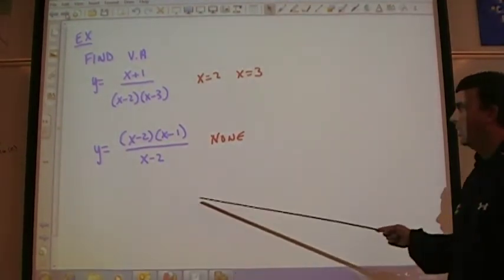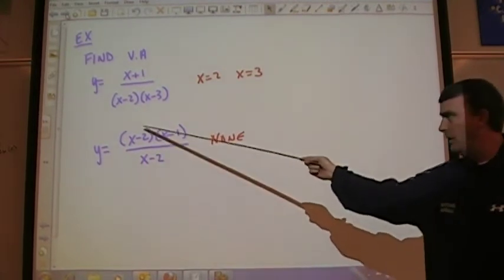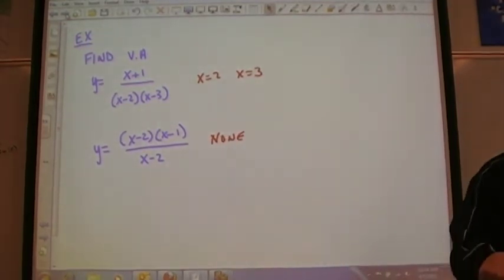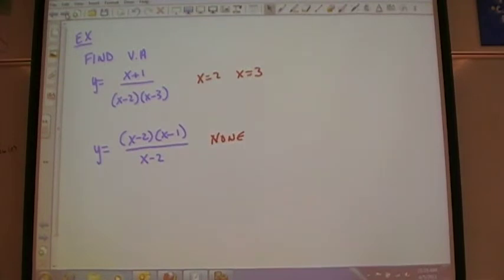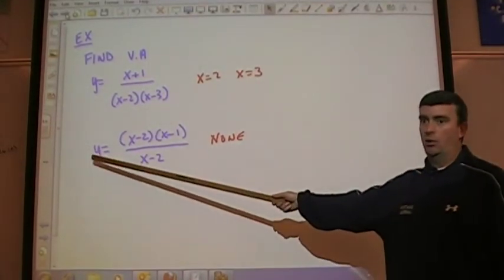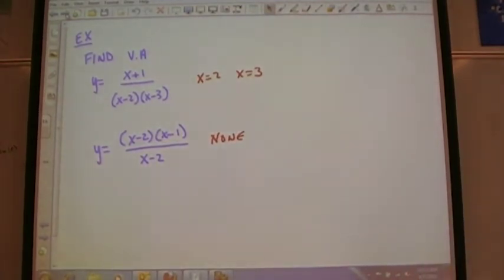Next one, you might look at this and say x equals 2 is one, but it's not because it divides out with the numerator. So there is no vertical asymptote. If I asked for the hole, you would say x equals 2 would be the hole, but no vertical asymptote. That would just be like a straight line with a hole. Because if you think about it, these two divide out, what are you left with? y equals x minus 1, which is what type of function? Linear. Forms a line. Okay?